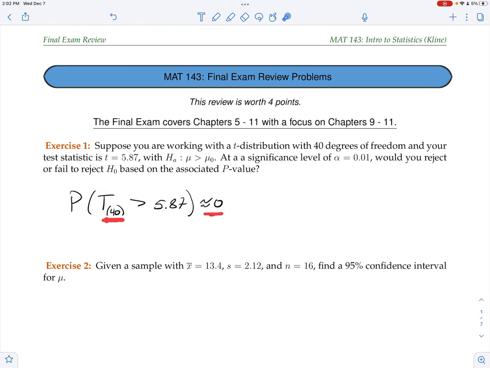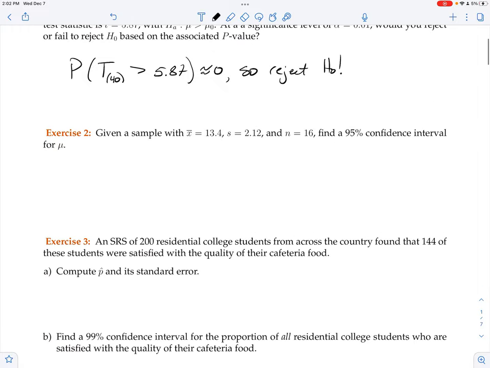This t-distribution is going to be extremely close to normal. And so, almost 6 standard deviations away from the mean is going to give you an extremely tiny p-value. And so the point is, whatever you get here is a lot smaller than this, so you should reject the null hypothesis. Okay? Okay, let's look at number 2.